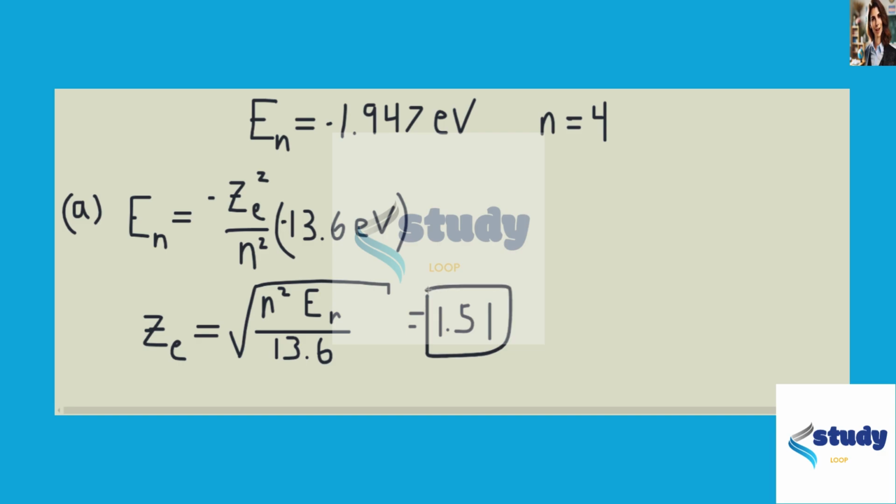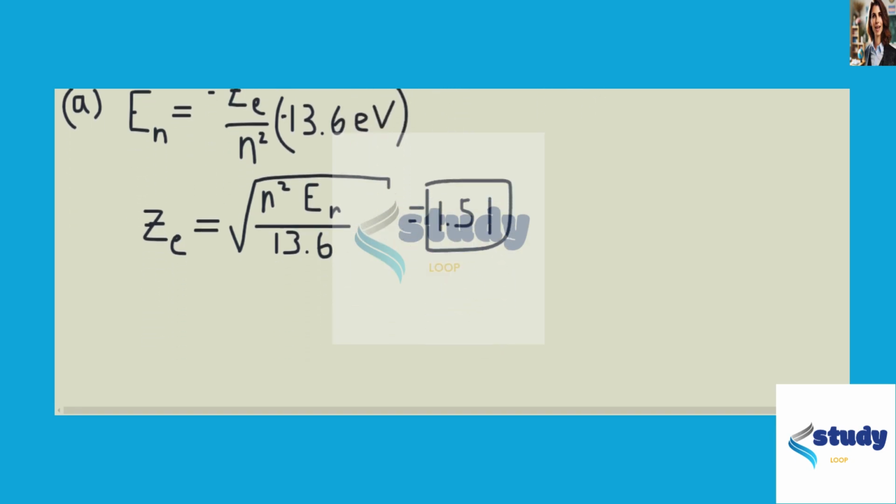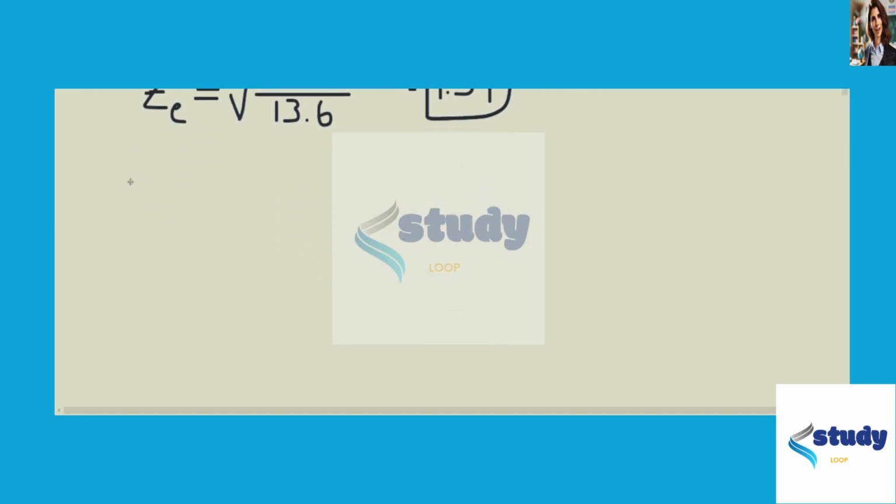Then it also wants to know the amount of electrons that are screened by the nucleus. So we're dealing with sodium, which normally has a charge of 11. So we have 11 minus 1.51 from Z effective. So 11 minus 1.51 equals 9.49 electrons. Maybe to indicate that we're talking about electrons, we can write e minus.